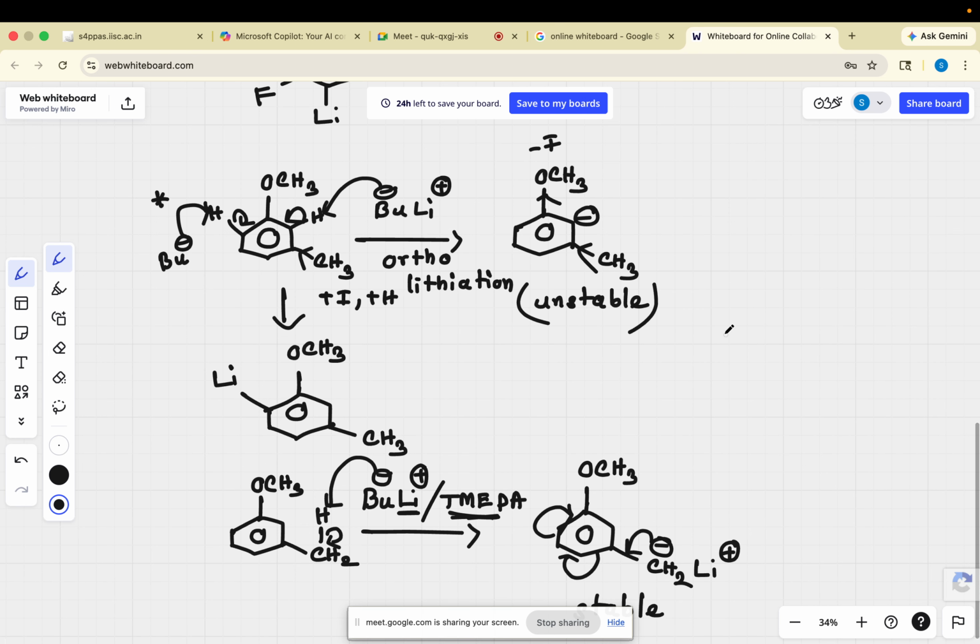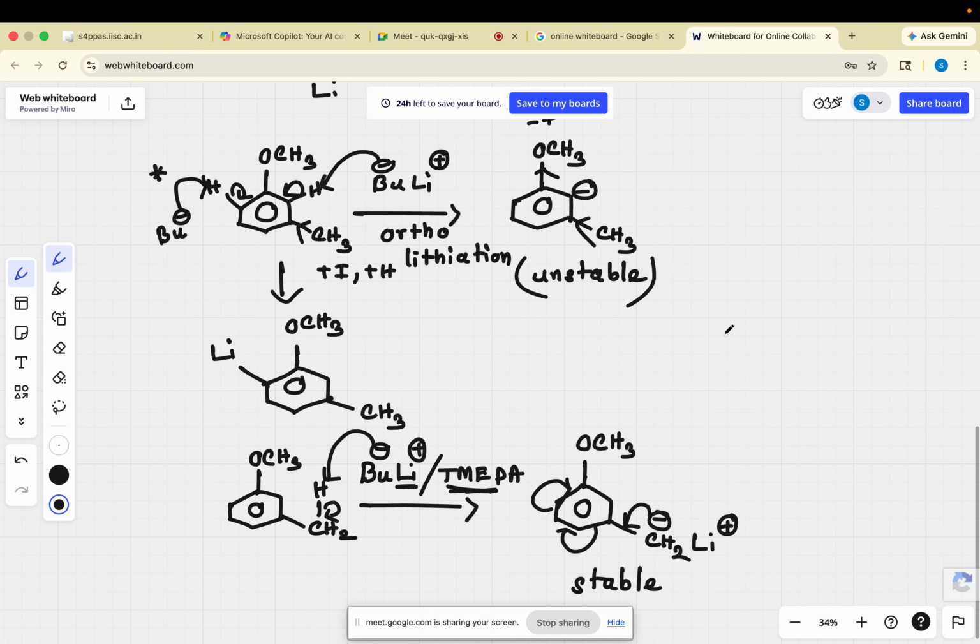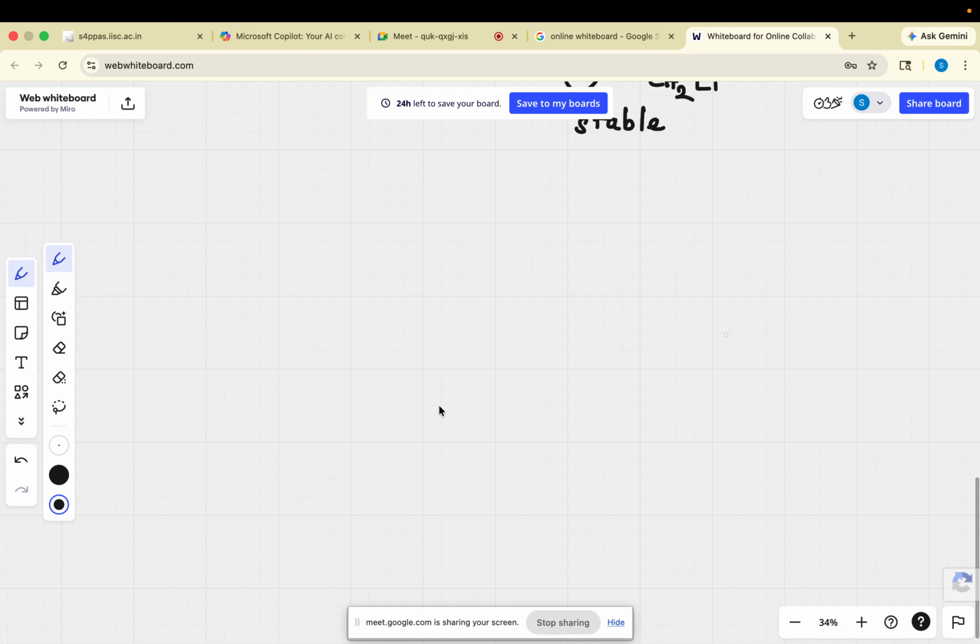But if TMEDA is not present, then ortholithiation will take place and you will get that product. Not this, this one is unstable. This product you will get. Clear? Yes, sir. Clear, right? Fine.